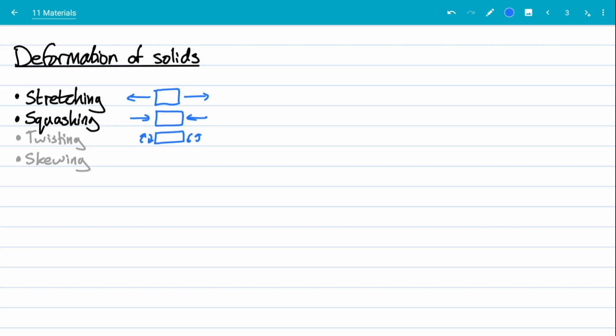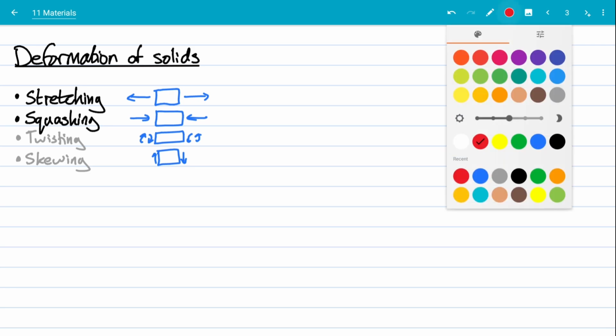Whereas with skewing, what we would be doing is having an object like this and applying a force on one surface in one direction and on the other surface in another direction. And I don't want to spend too much time dwelling on twisting and skewing, really.